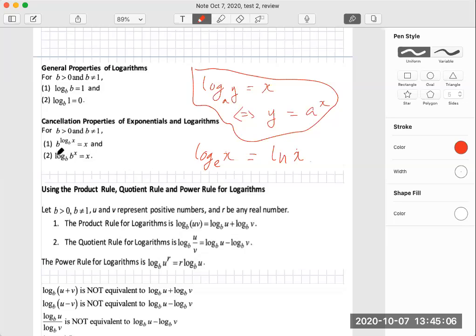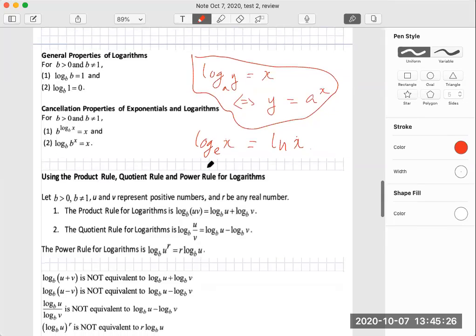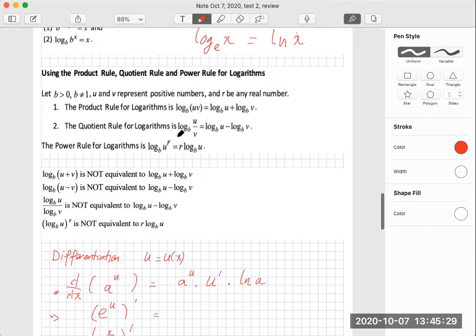So we have the formula b to the log base b of x gives us x. And the similar story, log base b of b to the x will be x. Or remember this power rule. And here, the log base b of a product will be the sum of the two logs, okay? And the log of a quotient will be the difference of the logs, okay?